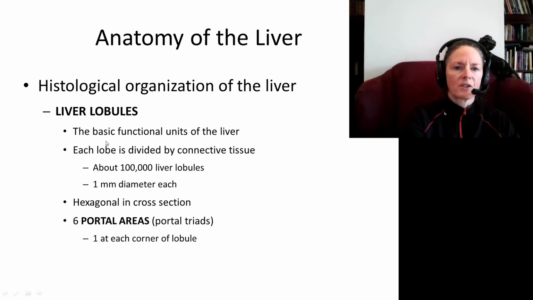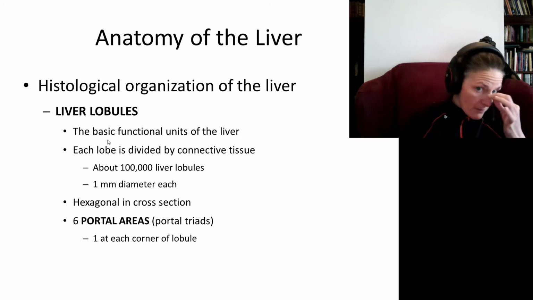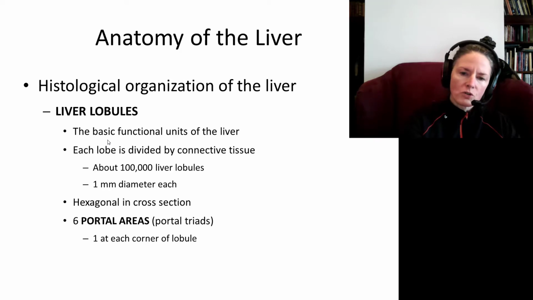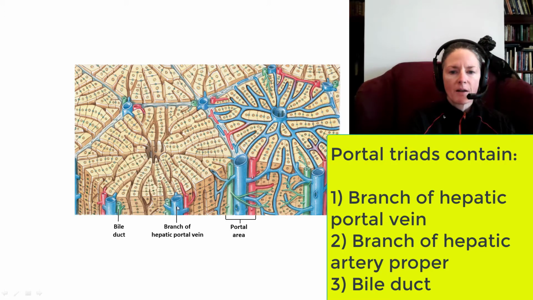So let's look at the organization of the liver histologically. We have what are called liver lobules, and these are the functional units of the liver. According to our book, they're about 1 millimeter in diameter, and there are about 100,000 liver lobules, each one separated by little connective tissue partitions. They're almost hexagonal, polygonal in structure. And typically we have 6 what we call portal areas, and these are called portal triads because, as you will see with their structure, we're going to have a branch of the hepatic portal vein along with a branch of the hepatic artery proper, and a branch of the bile duct.